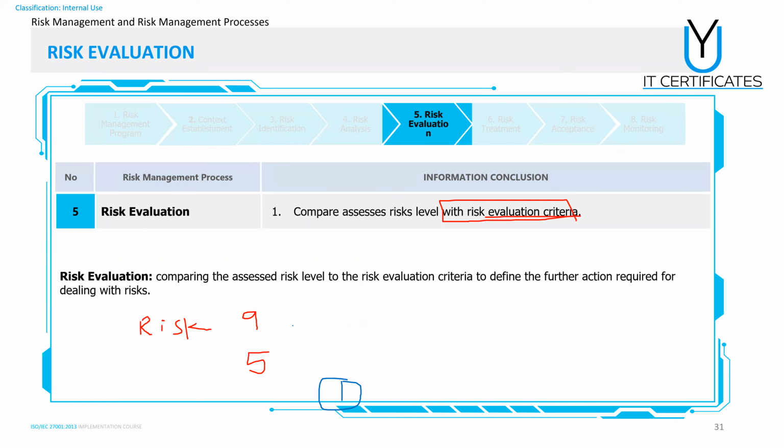Then I will say, okay, this 9 and this 5, I have to take an action, because only risks with value 1 will not need any action. We will accept them as is. But for risks with a risk level over 1, we have to take specific action, as we will see later. Okay? Any questions?